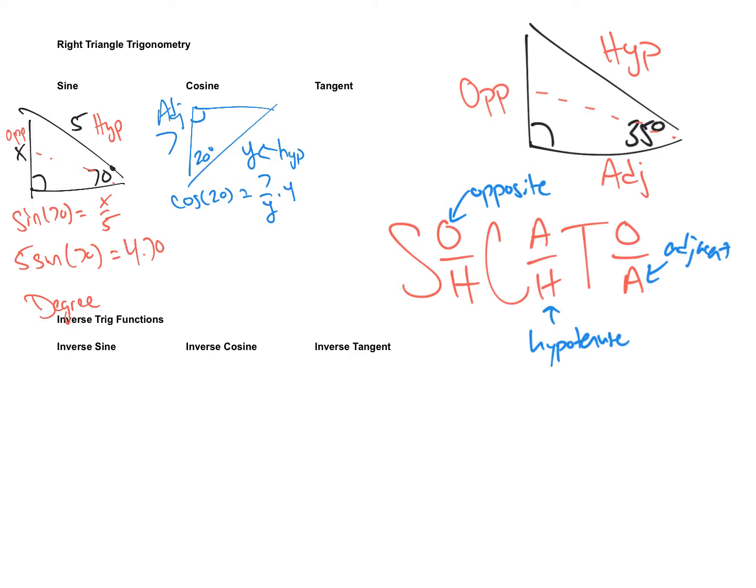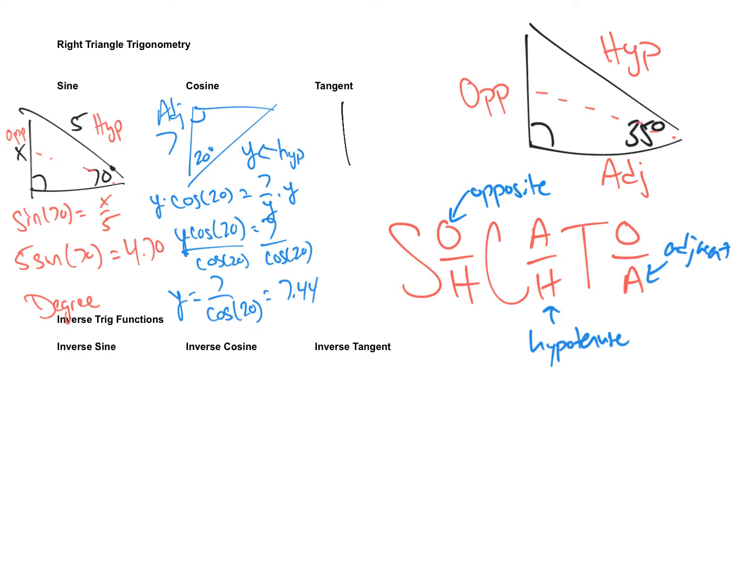So I need to multiply by y on both sides to get it out of that denominator. And then I'm going to divide by the cosine of 20 on both sides to get the y by itself. So I'm solving for y. So I have y equals 7 divided by cosine of 20. And this will equal 7.44. And this answer should make sense, right? My hypotenuse needs to be the longest side, and so the 7.44 is larger than that 7.